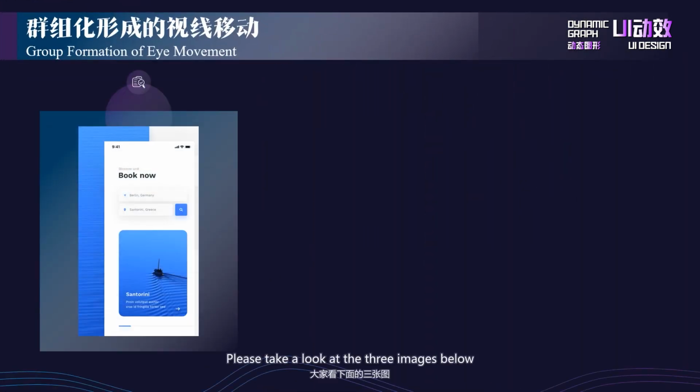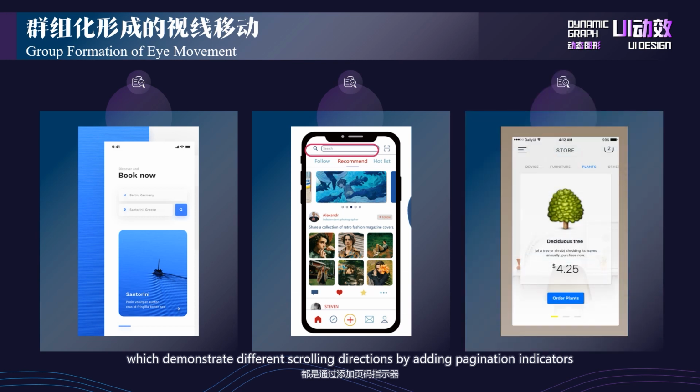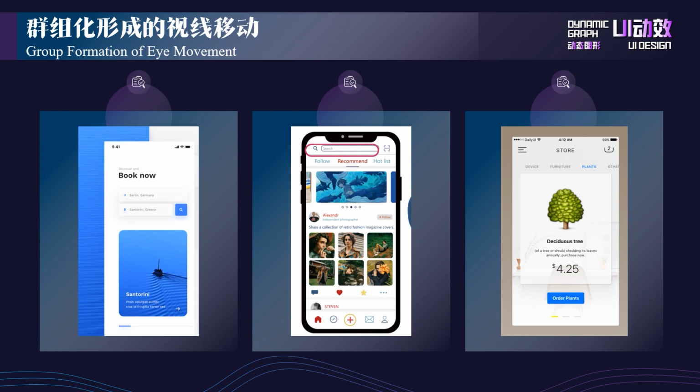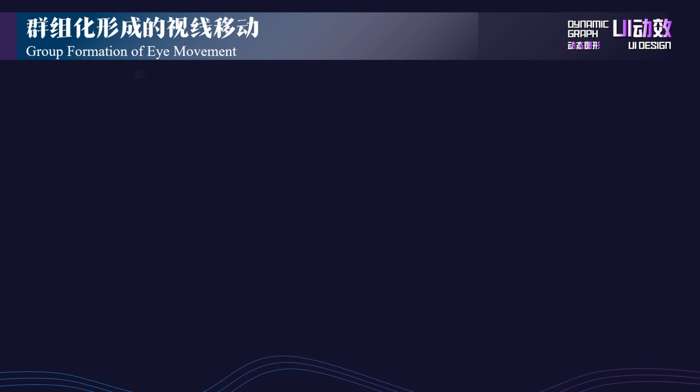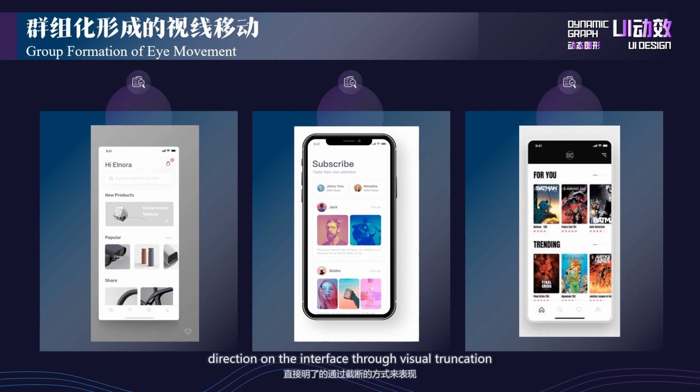Please take a look at the images below, which demonstrate different scrolling directions by adding pagination indicators, arrows, or progress bars. The animated image showcases a great example of utilizing group-based eye movement and setting spacing to convey the scrolling direction effectively. The last and simplest method is to directly represent the scrolling direction on the interface through visual function.